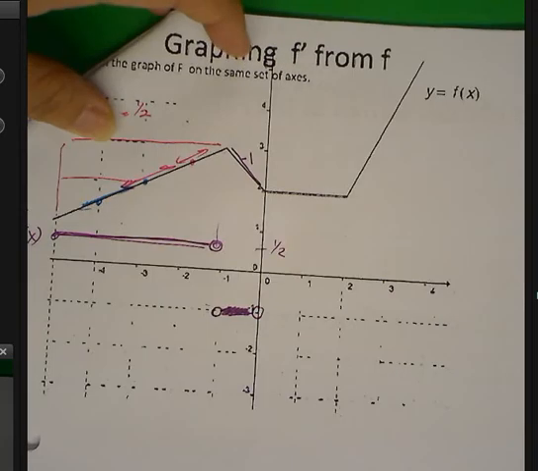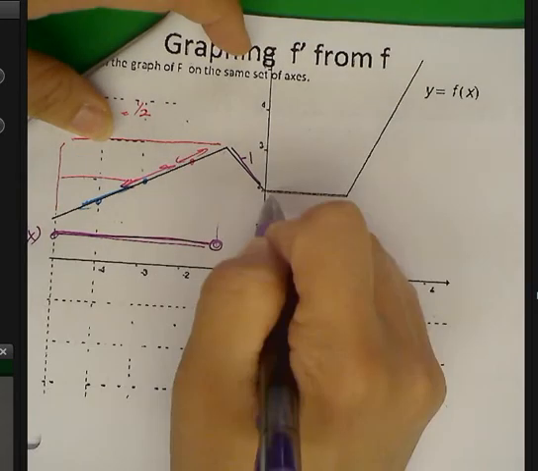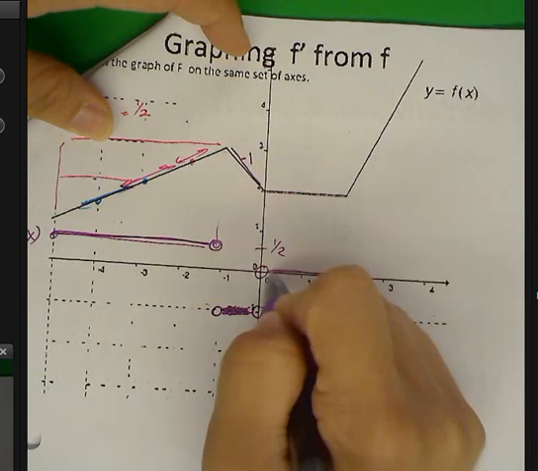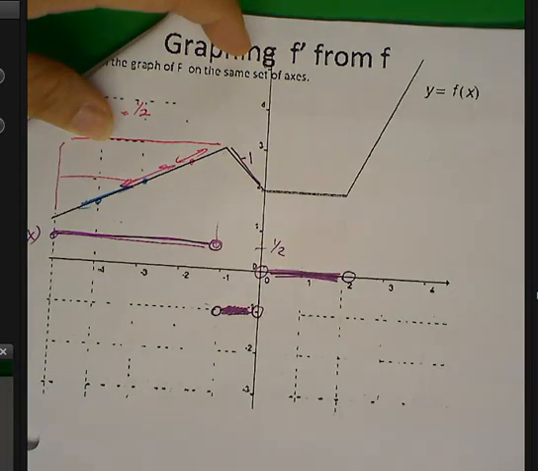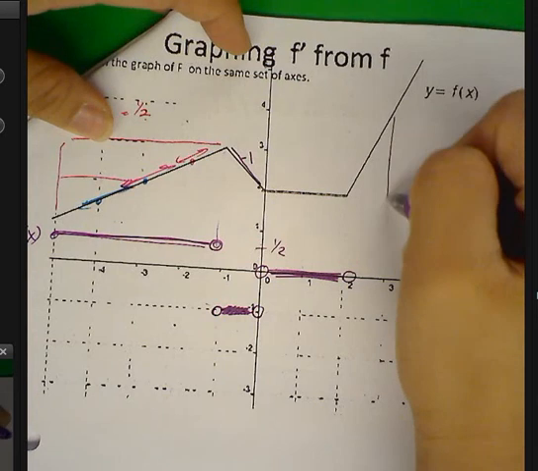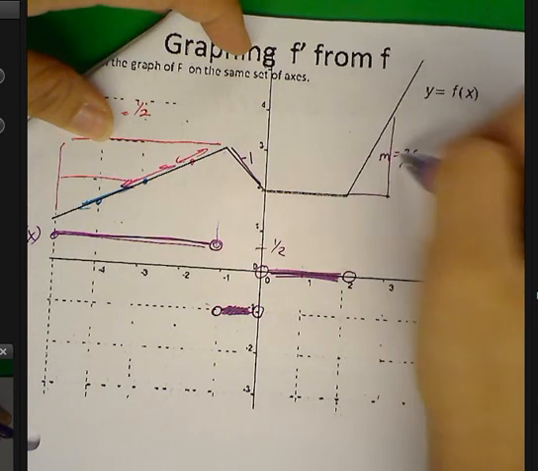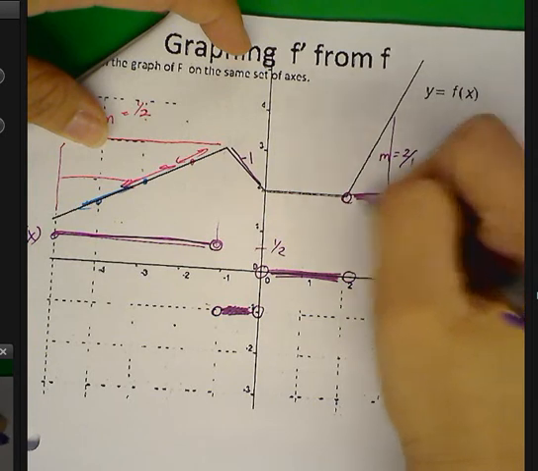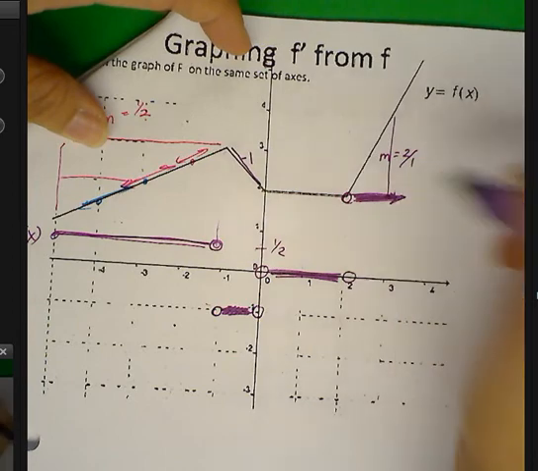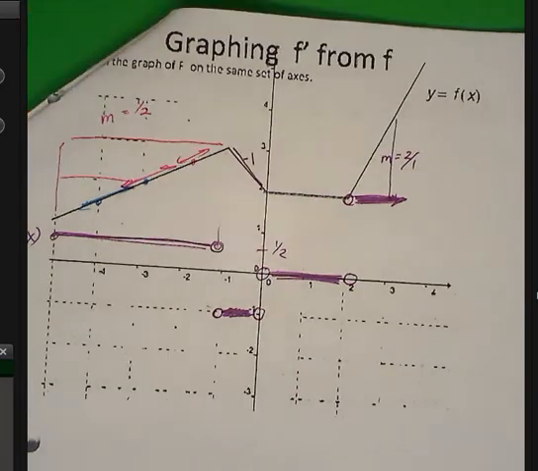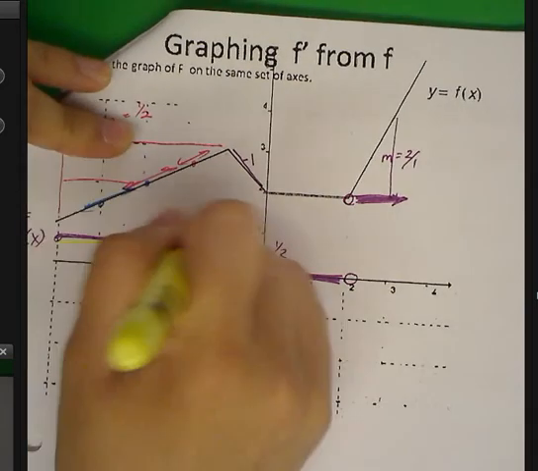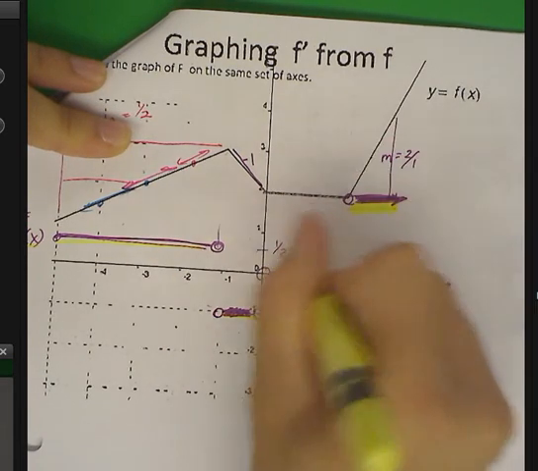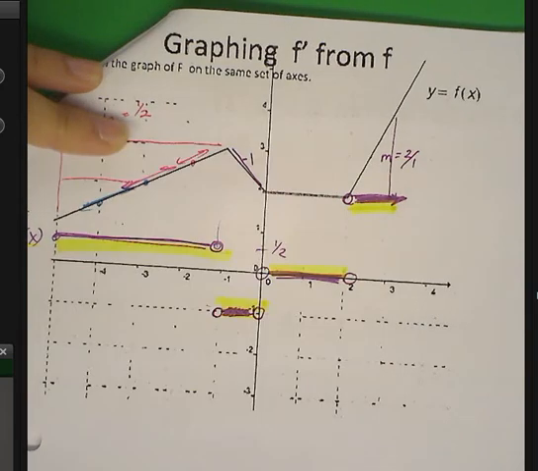And then what happened? What's the slope here? 0. So the slope went up to 0 in this interval. And then what's the slope here? I think it's 2 over 1, right? So the slope went up to 2 in this interval. Okay? So there is our function, graph of f prime. It went down, it went up. You guys see what we did there?